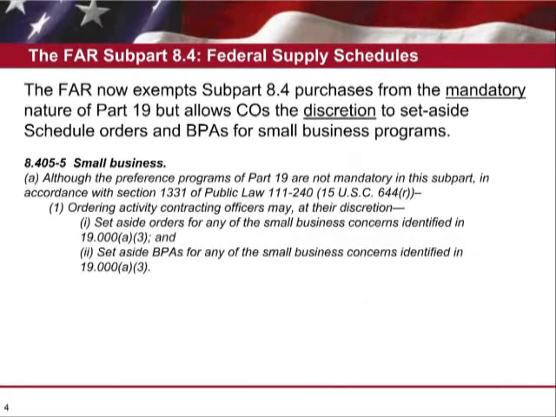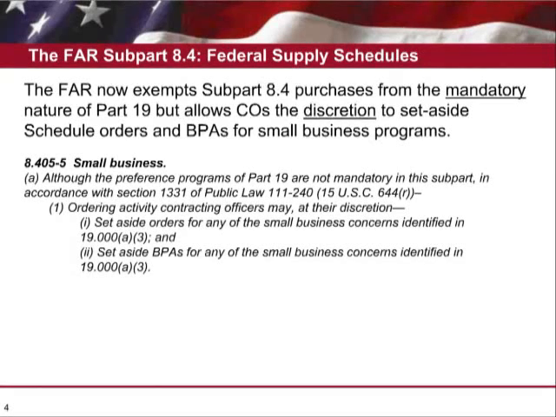Now, before November 2nd, 8.45-5 used to say that for part 19, which is the part that deals with set-asides, small business set-asides, it used to say that 19 wasn't applicable at all. Now, as you can see, the words have been tweaked a little bit. Now it says that the mandatory nature of part 19 doesn't apply.